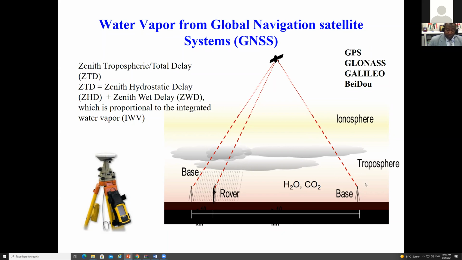But it can be used in another application, and this is now a hot area of research. They call it Global Navigation Satellite System Meteorology. That means it is an added value of the Global Navigation Satellite System to measure rain or to estimate rain.